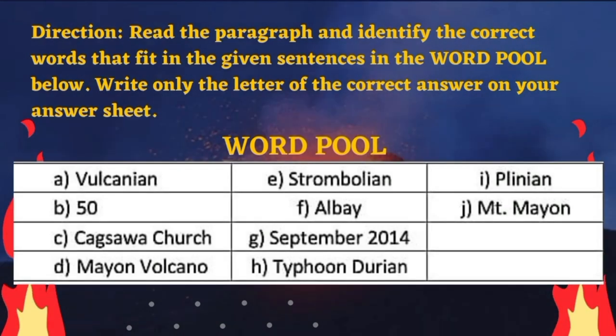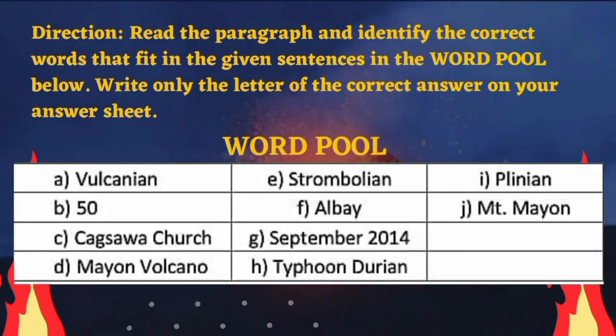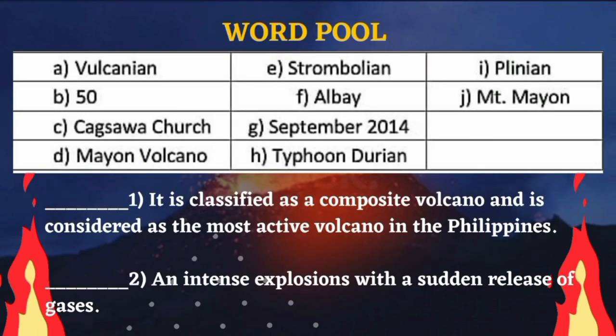A. Vulcanian. B. 50. C. Kagsawa Church. D. Mayon Volcano. E. Strombolian. F. Albay. G. September 2014. H. Typhoon Durian. I. Plinian. And letter J, Mount Mayon.